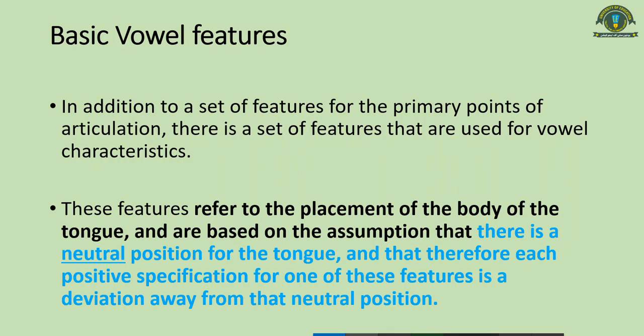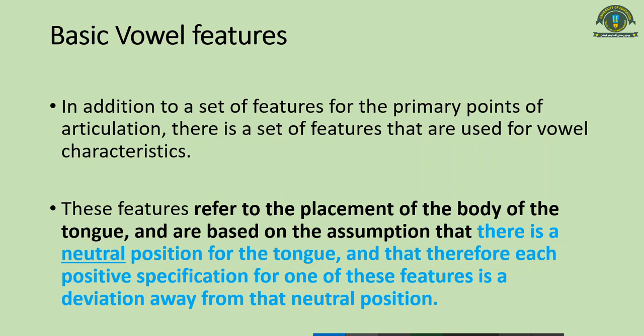Now we are moving towards our second last topic. We will see some of the basic vowel features. These features are particularly used to describe or to define vowels, and these features refer to the placement of the body of the tongue and are based on the assumption that there is a neutral position for the tongue, and that therefore each positive specification for one of these features is a deviation from that neutral position.